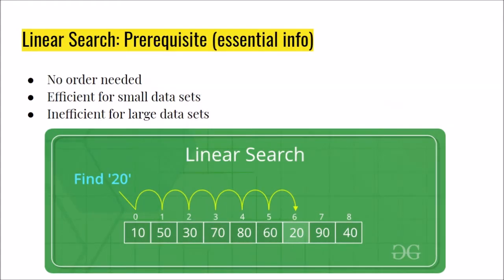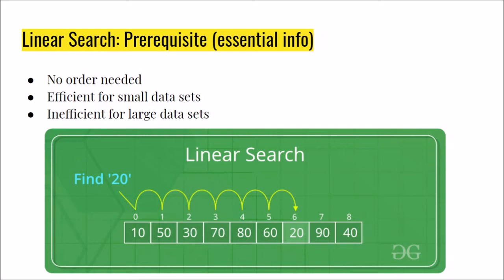Alright, so some information we should know. Linear search doesn't need any kind of order, so we can be given a list in any order. We don't need to sort it. We don't need to use any sorting algorithms to do that. It's also efficient for small data sets and inefficient for large data sets.